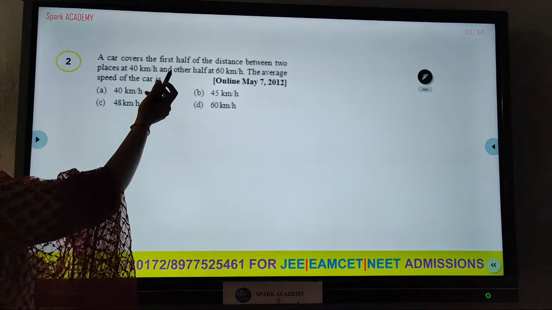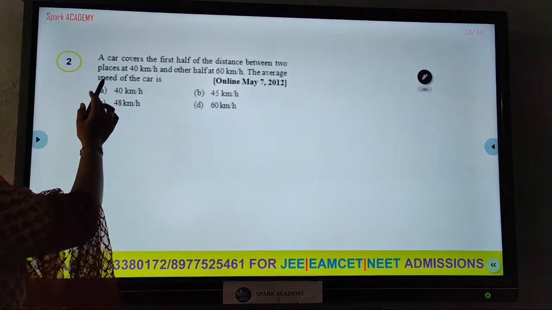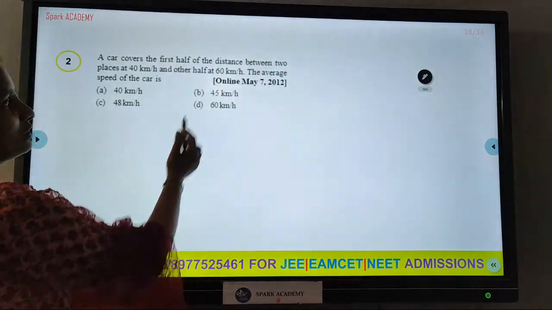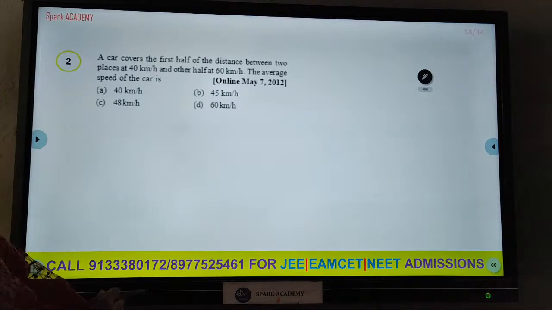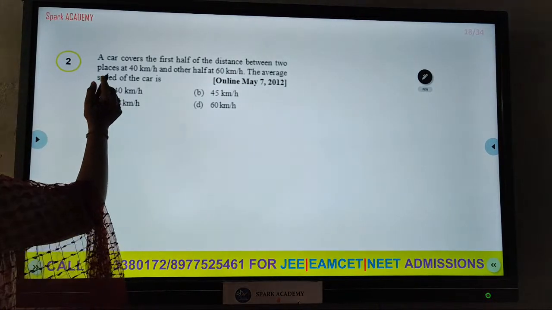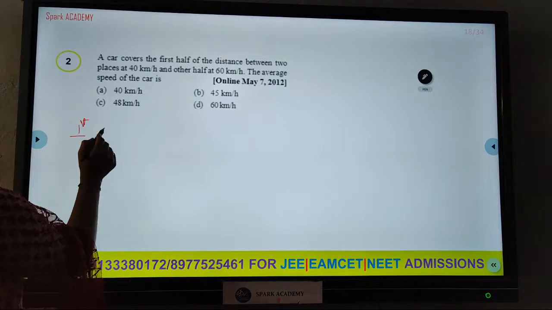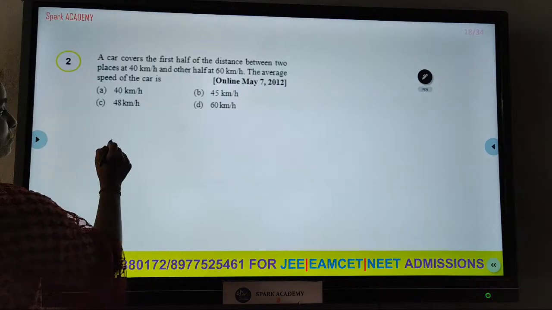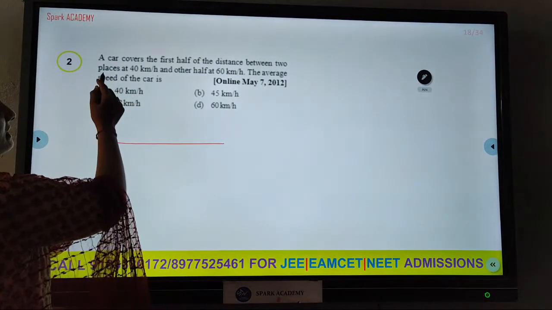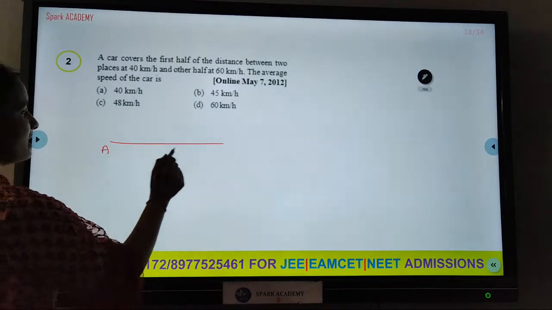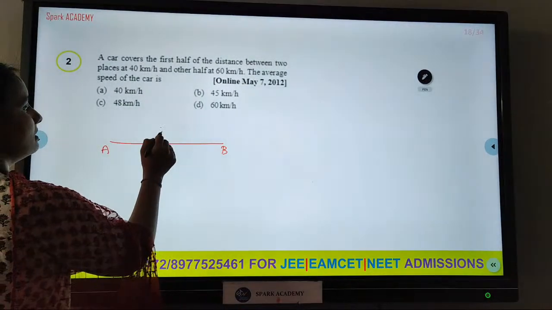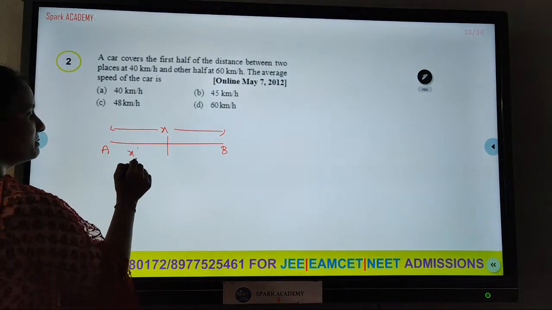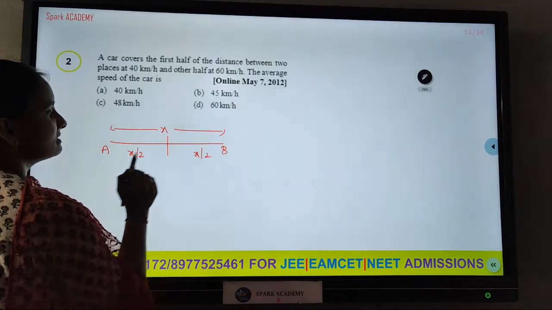A car covers the first half of the distance between two places at 40 km per hour and the other half at 60 km per hour. Find the average speed of the car. Actually the car is traveling between the two places. Let us say the two places A and B. The distance traveled, take it as x. First half of the distance means x by 2. Next half distance x by 2.